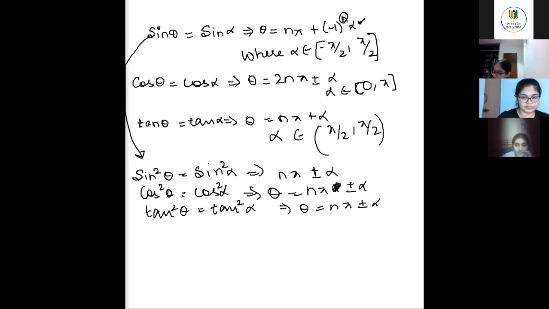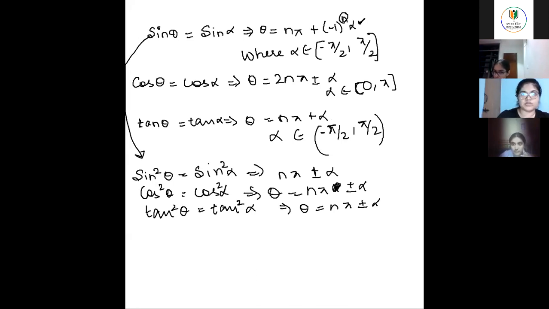Shouldn't it be minus pi by 2 to pi by 2 in tan theta? Yeah, correct. Sorry. Minus pi by 2 to pi by 2. Okay. Everyone is done with this? Can I clear this?